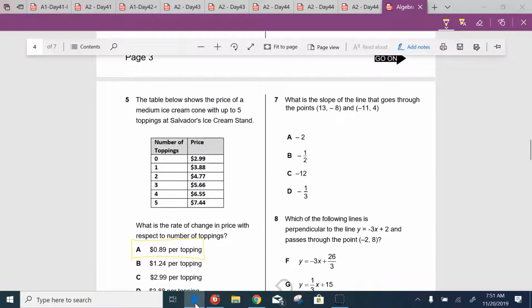For number 7, we're asked, what is the slope of the line that goes through the points (3, -8) and (-11, 4)? So for this one, I'll go ahead and do the slope formula.